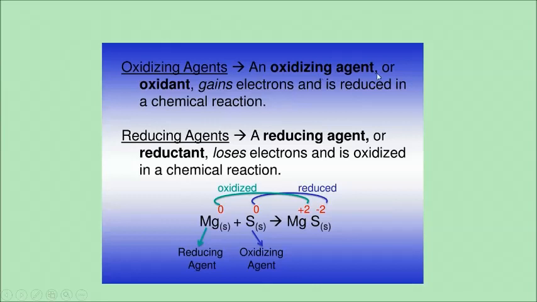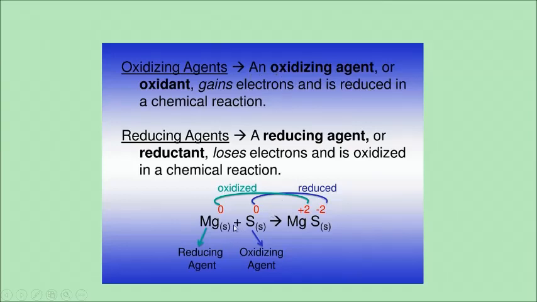The oxidizing agent, or the oxidant, gains electrons and is reduced in a chemical reaction. In the same way, the reducing agent, which we can also name the reductant, loses electrons and is oxidized in a chemical reaction. That means oxidation is the loss of electrons, so it acts as the reducing agent. Where electron gain occurs, that part is reduction, and the species experiencing reduction acts as the oxidizing agent.